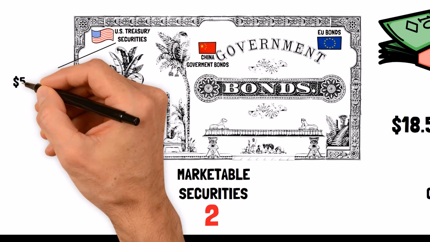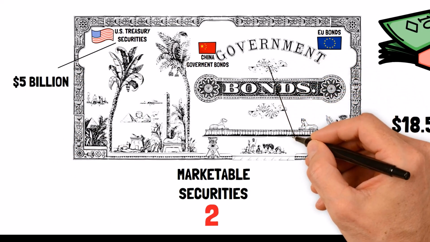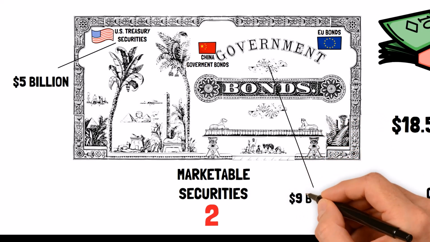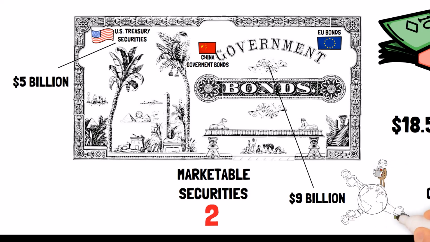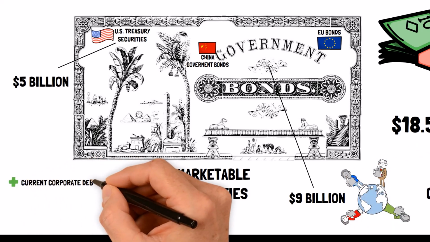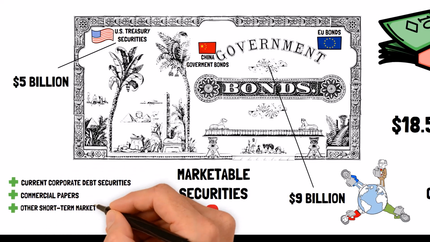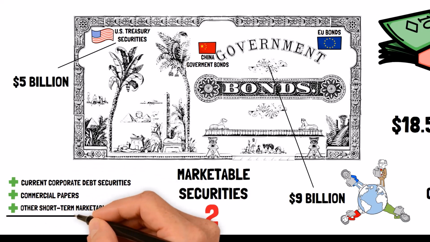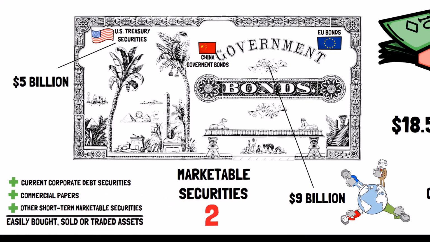The balance sheets consist of $5 billion worth of US Treasury securities and a total amount of $9 billion in foreign government bonds. Other assets to include are current corporate debt securities, commercial papers, and other short-term marketable securities. Overall, easily bought, sold, or traded assets.